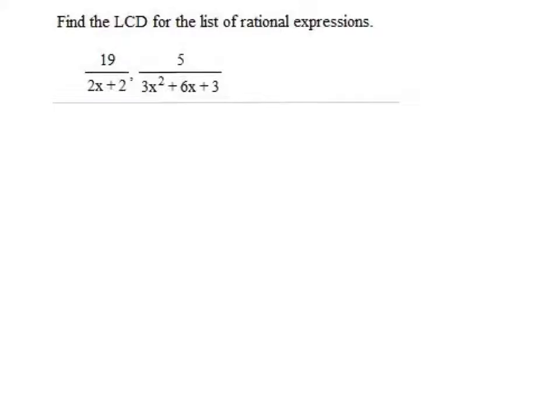We need to find the LCD for these two rational expressions. So we're only going to be looking at the denominators. And what we need to do is factor both denominators completely.